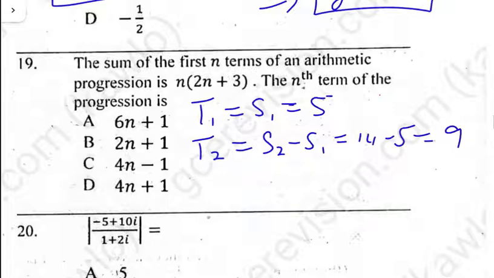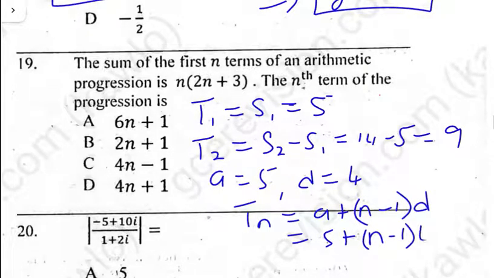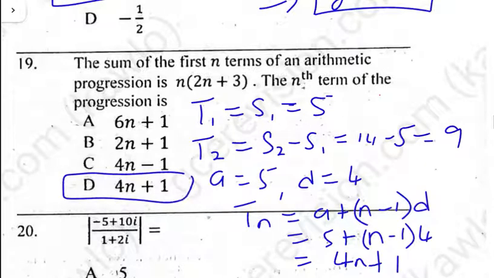Okay? So from here, our first term is 5. Our A equals 5, and our common difference is equal to 9 minus 5, 4. Therefore, the nth term Tn, which is given by A plus n minus 1 times d, will be 5 plus n minus 1 times 4. When we simplify that, we'll have 4n plus 1.